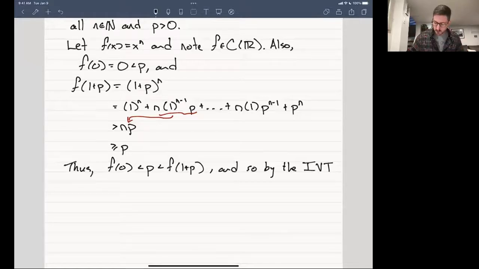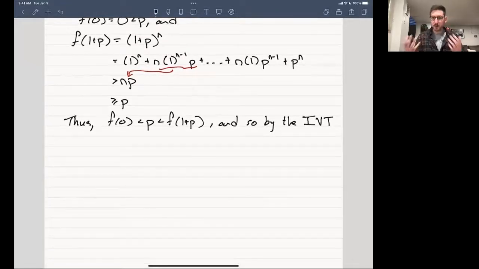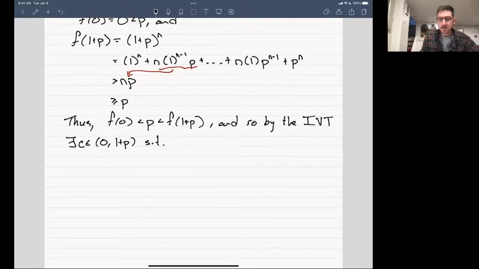I know it's a lot of short forms, but it's just a lot to write. So we introduce a lot of short forms. There exists some point C between 0 and 1 plus P such that f of C is equal to C to the n, which is equal to P.